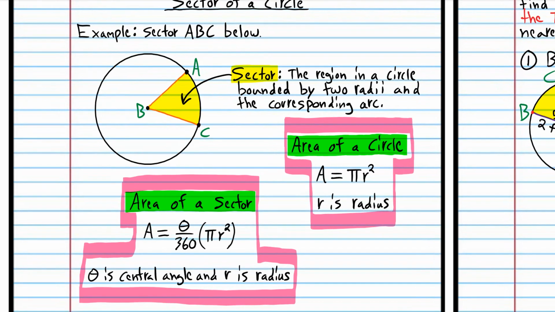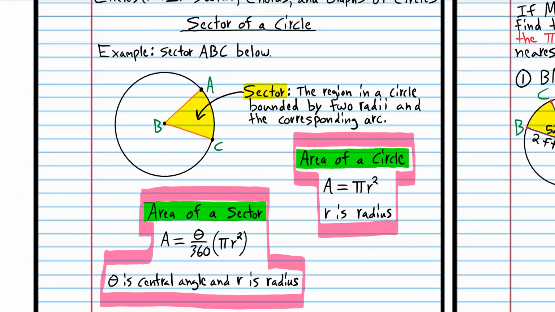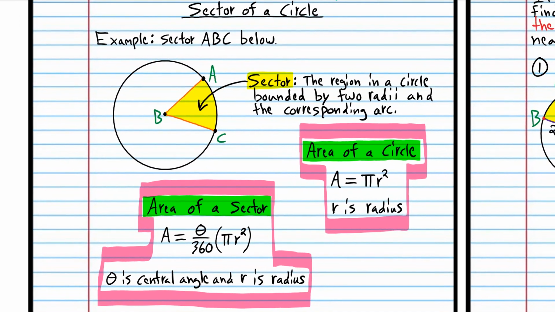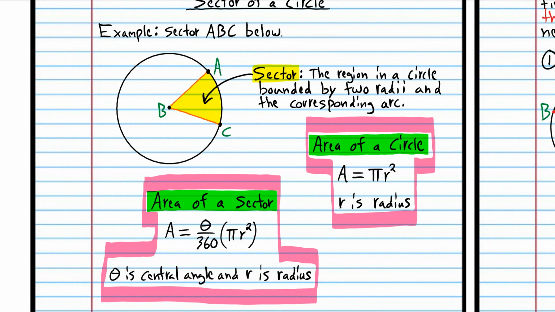And in order to figure out how to find the area of a sector, we first have to recall how to find the area of the entire circle. This is the formula for the area of an entire circle. You plug in r, the radius, and then you square it, raise it to the second power, and you multiply it by pi, and that gives you the area of the whole circle, all the inner part of the circle. It just gives you an idea of how big the circle is.